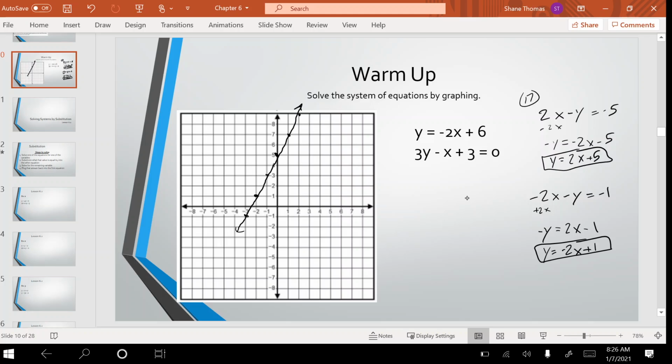Second one, y equals negative 2x plus 1. So I'm at plus 1. My slope is negative 2, which would be negative 2 over 1. Down 2 over 1. Well, I need to go left. So I'm going to go left 1, up 2, left 1, up 2. Go in the opposite direction. They intersect right there. That point would be negative 1, 3.